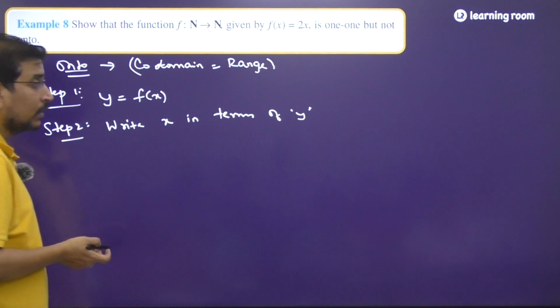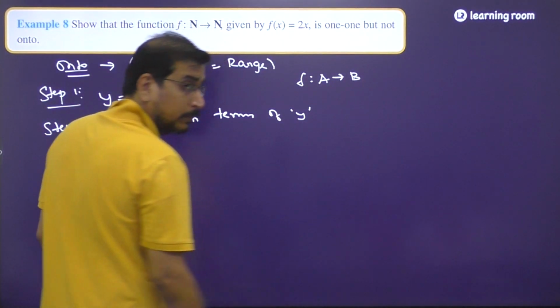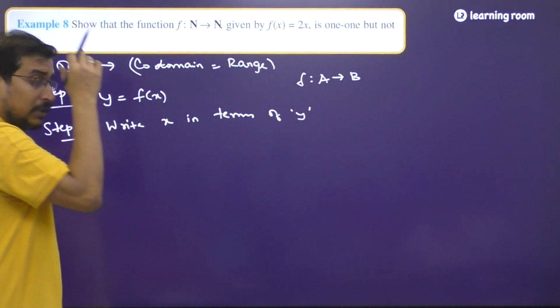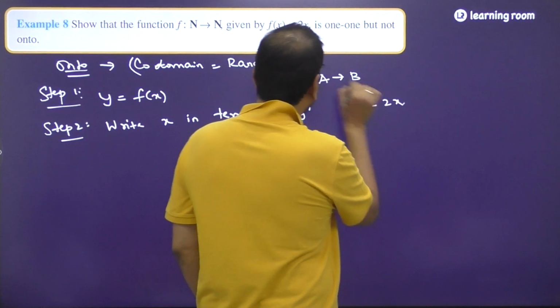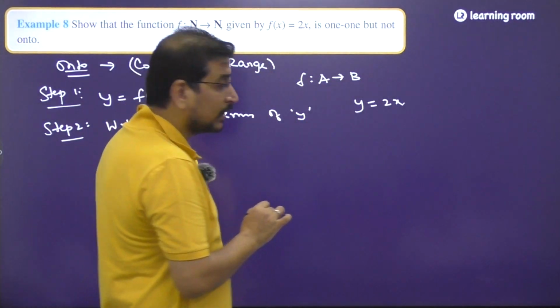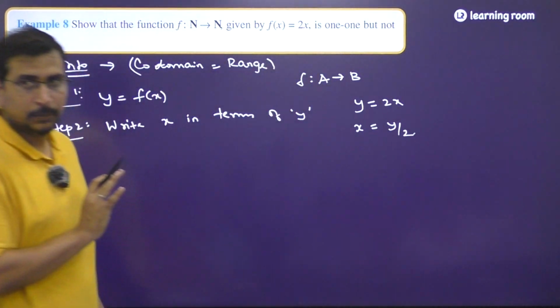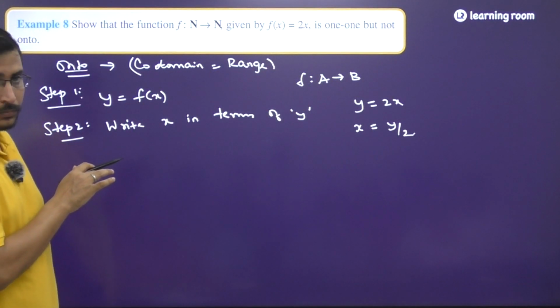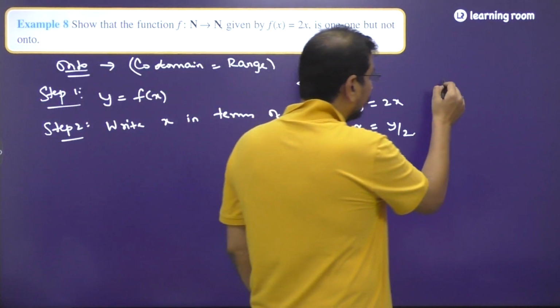Then what will you do? Then you will go and look at the function. F is mapped from A to B, right? For example, if I take this question itself, we know that y is equal to 2x because f of x is equal to 2x. Then what will you write x as? X will be equal to y by 2. This is step number 2. Then what should I look at? F is mapped from n to n, right? So this is the point.